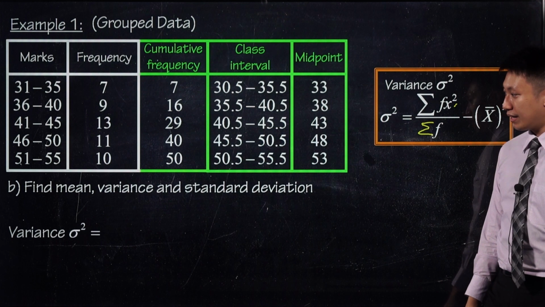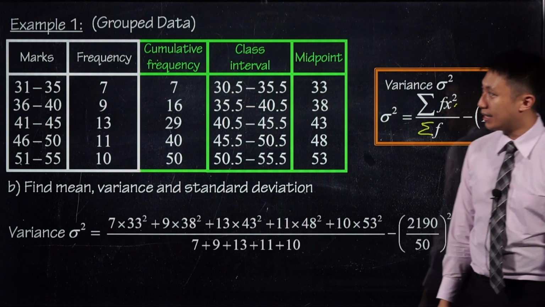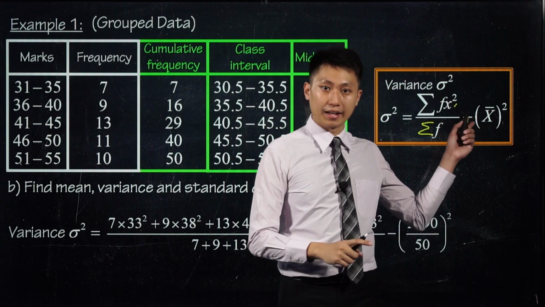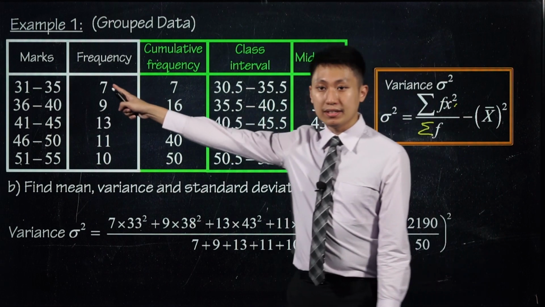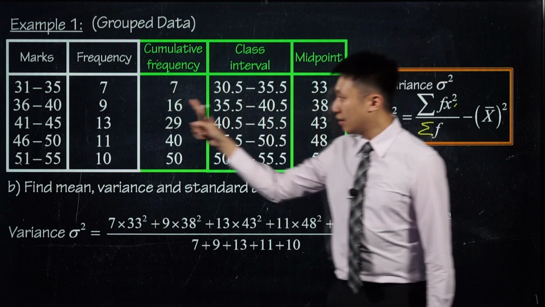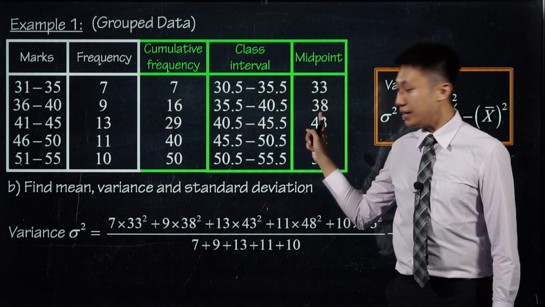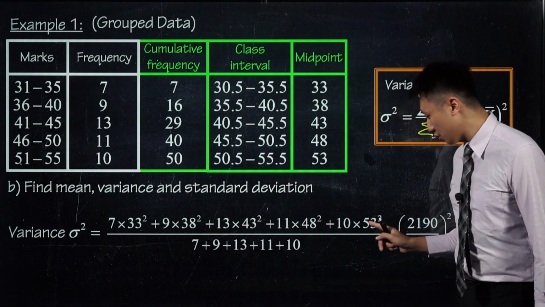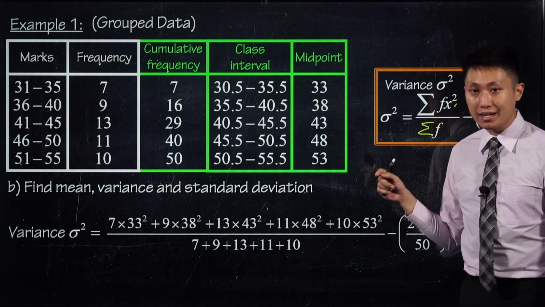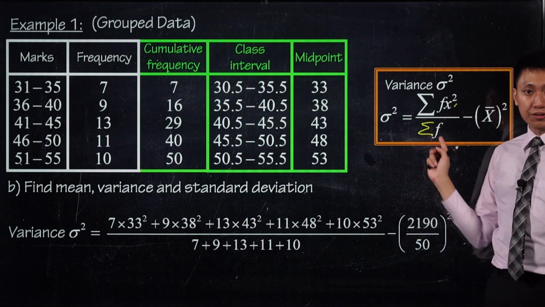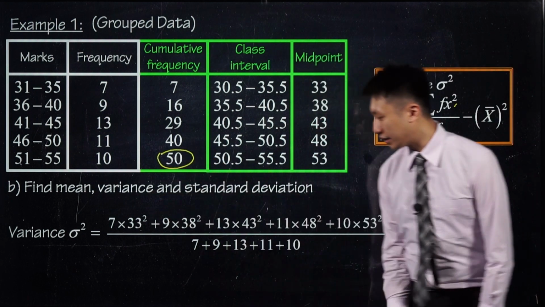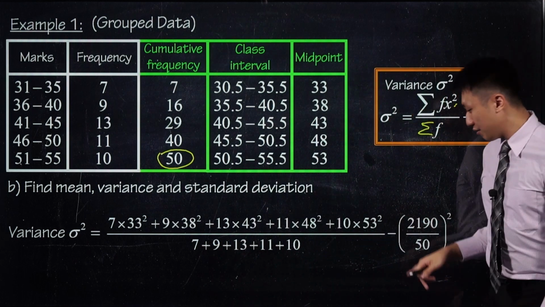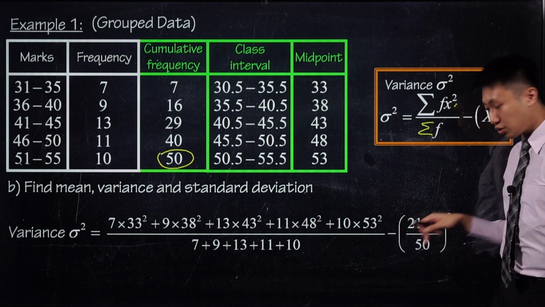Okay, then variance is given by, first of all, which one is squared? Midpoint squared, right? x squared. So 7 multiplied by 33 squared, 9 multiplied by 38 squared, then you add them up, all of them, like 10 multiplied by 53 squared, divided by the same thing, total frequency, which is 50. The denominator will be the same. After that, we get a minus the mean squared.